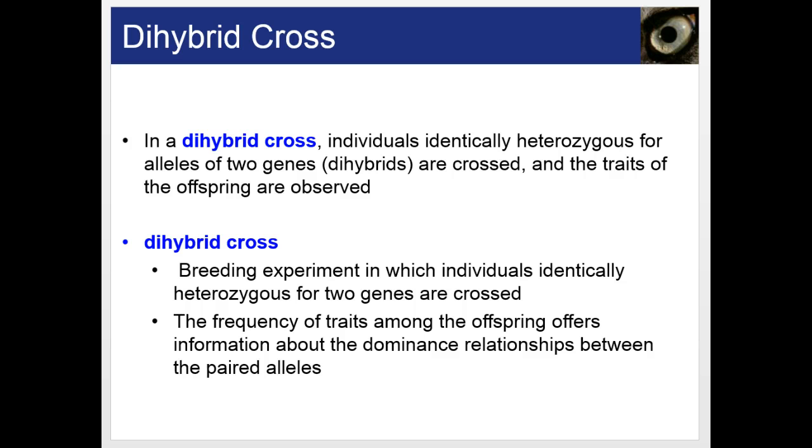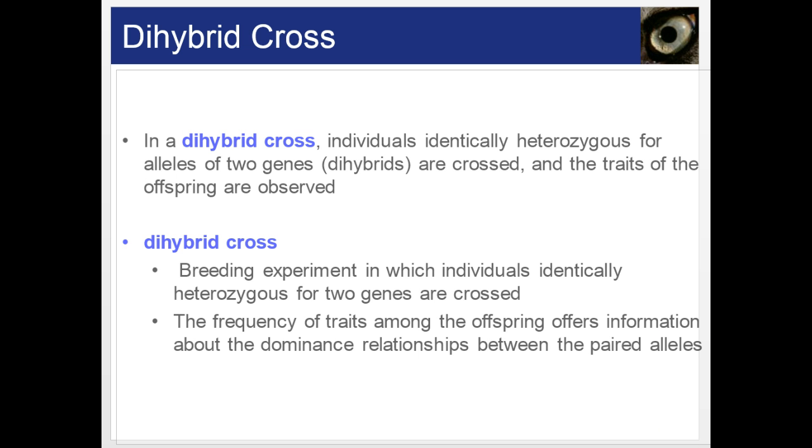In a dihybrid cross, individuals identically heterozygous for alleles of 2 genes, or dihybrids, are crossed and the traits of the offspring are observed. So this is looking at 2 genes at one time instead of just one. It gets a little more complex. That's why it's called a dihybrid cross. Di means 2. But sometimes breeders want to know what traits offspring are going to end up with.